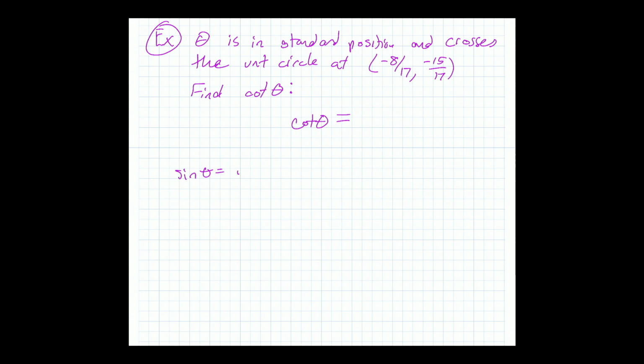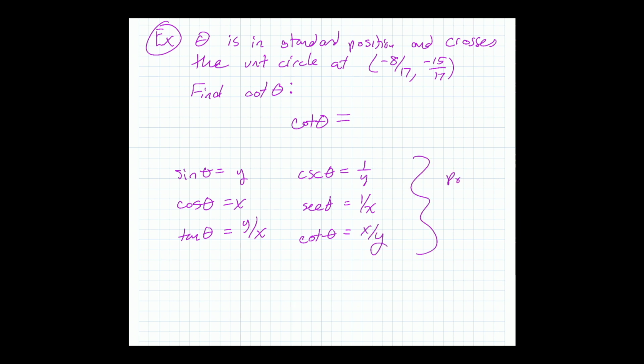So if we have a point on the unit circle, then we're using this set, right? Sine theta is y, cosine theta is x, tangent theta is y over x, cosecant theta is 1 over y, secant theta is 1 over x, cotangent theta is x over y. And this is going to be the point on unit circle formulas. So what are we using? Cotangent, so it's x over y.